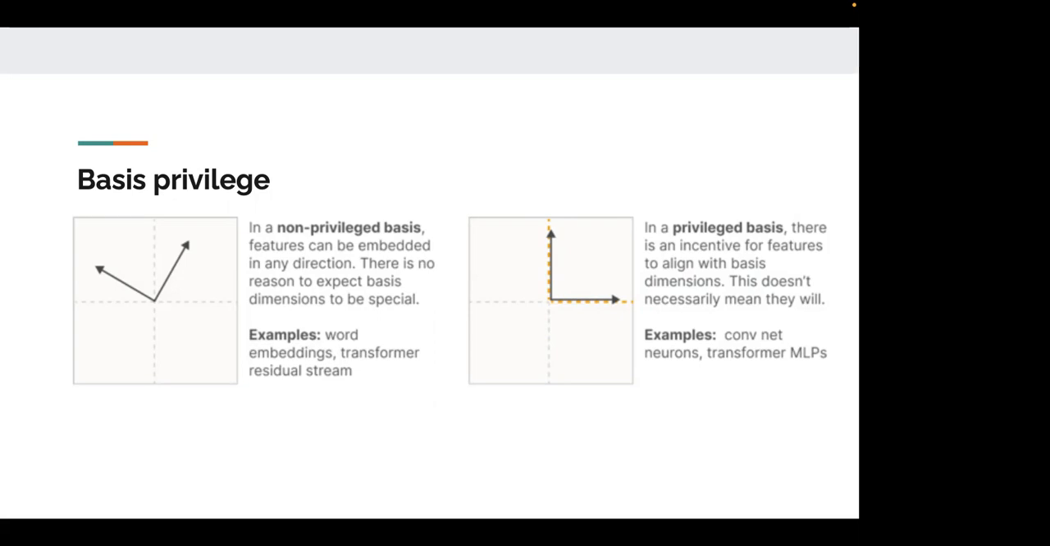So I don't understand, which basis do we consider? When we consider it a privileged basis, when features align with the basis, right? Because we do not have a single basis. We have several. It's not unique, right? Right. So let me say it like this.